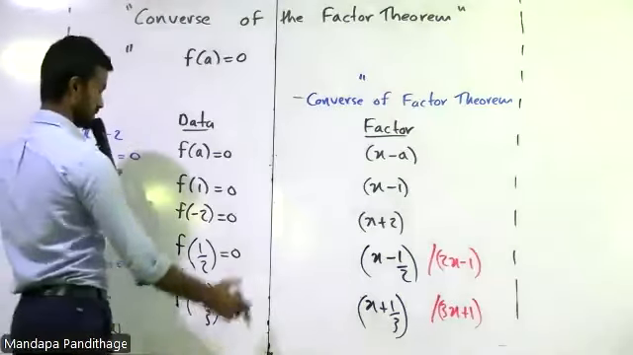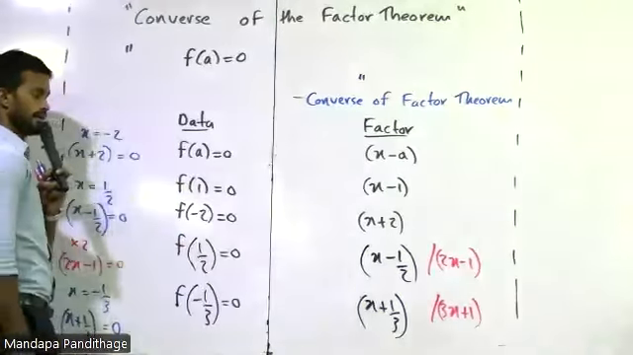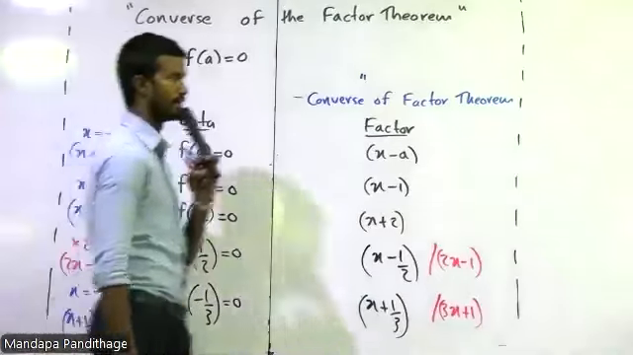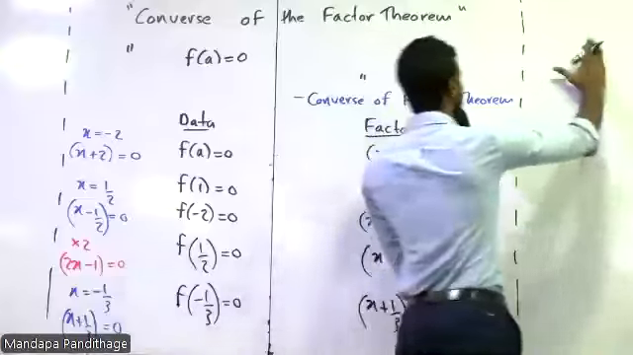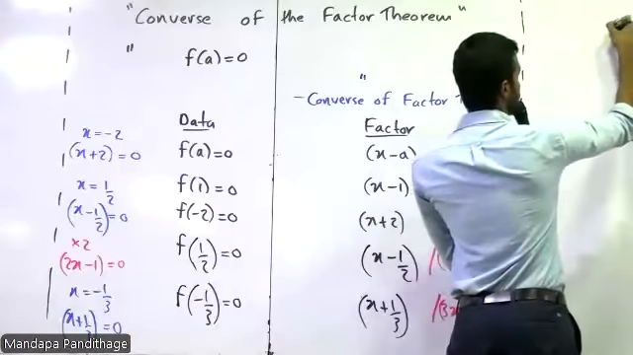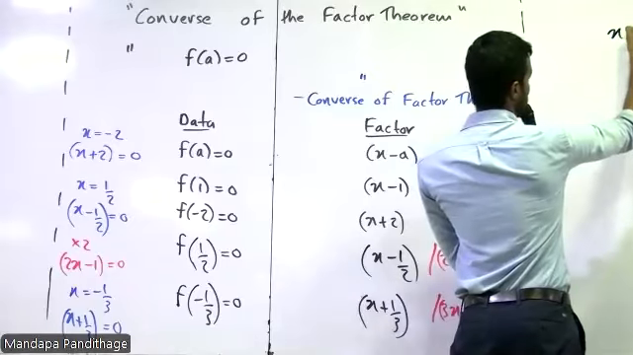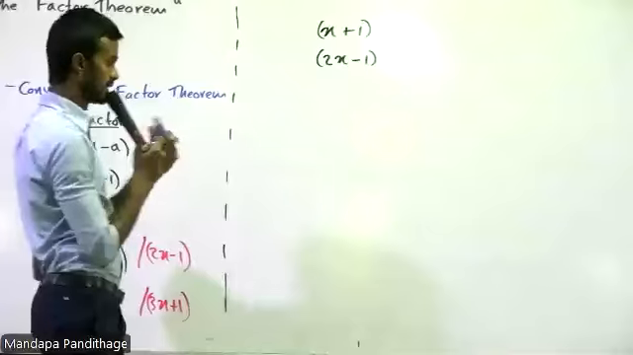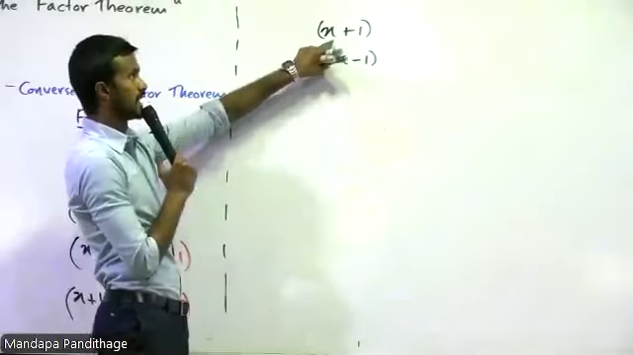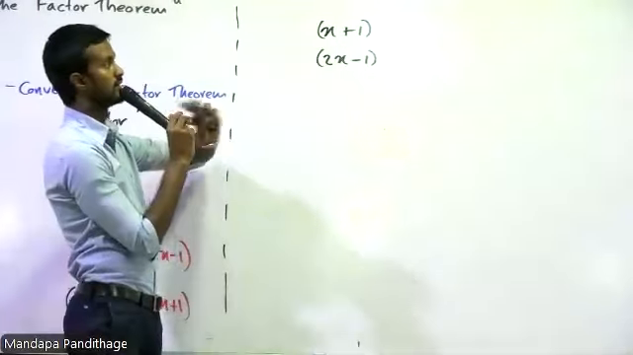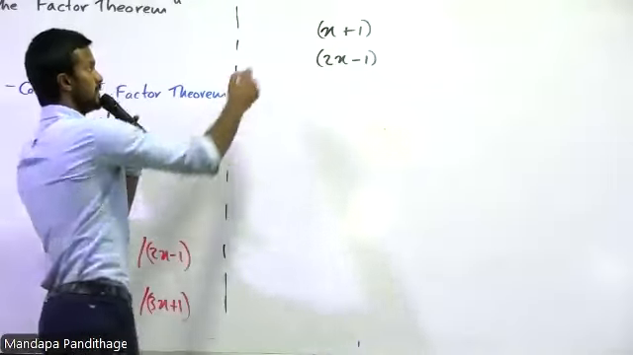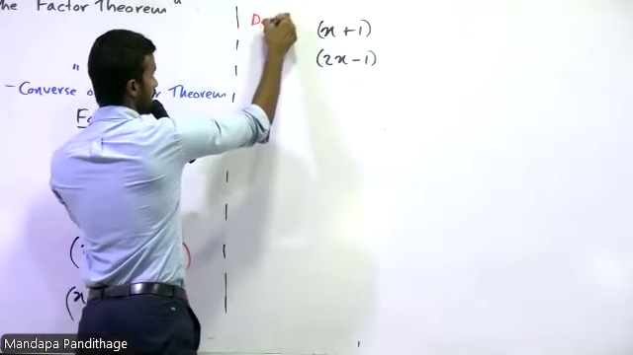Okay, so this is the data that we can get. And there is a special name that we give to these factors. If the degree of the factor is, let's say your factor is something like x plus 1, or 2x minus 1, where the degree is 1. So what is the degree? Degree is the highest power. Here the highest power is 1, so the degree is 1.